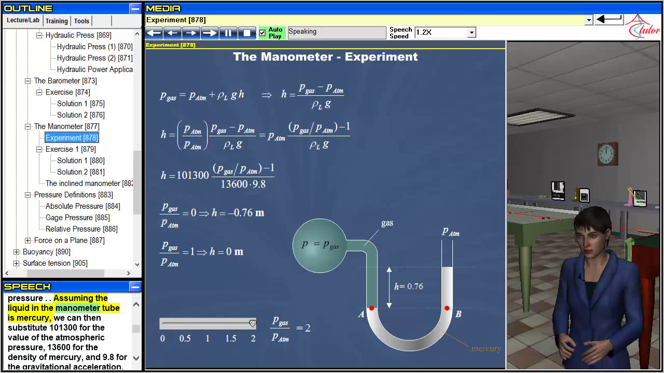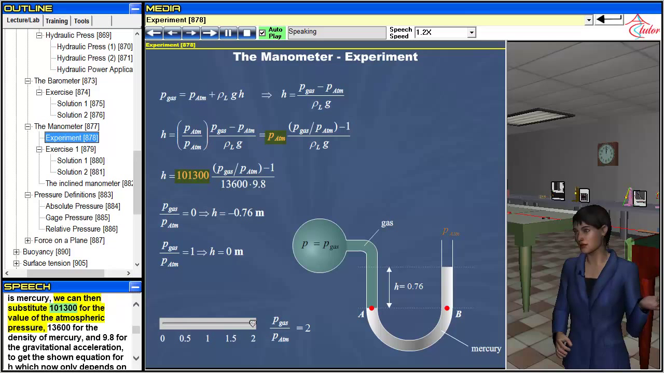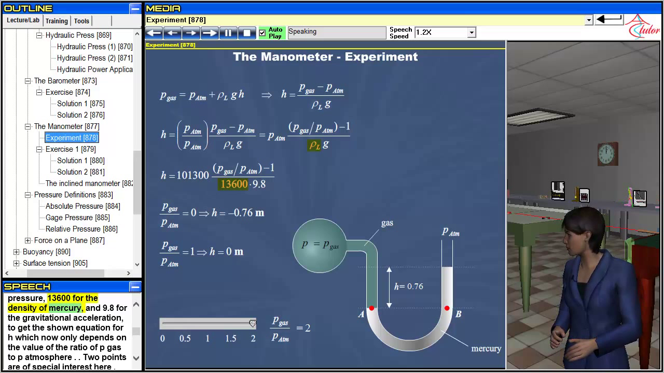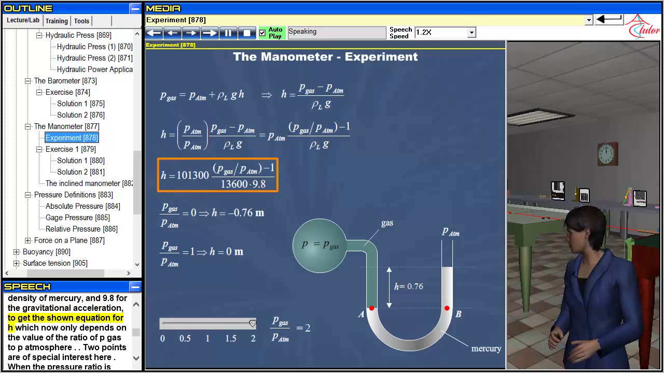Assuming the liquid in the manometer tube is mercury, we can then substitute 101300 for the value of the atmospheric pressure, 13600 for the density of mercury, and 9.8 for the gravitational acceleration, to get the shown equation for h, which now only depends on the value of the ratio of P gas to P atmosphere.